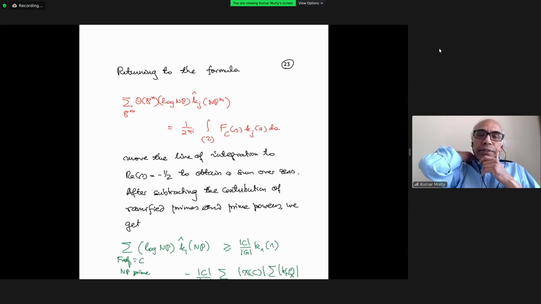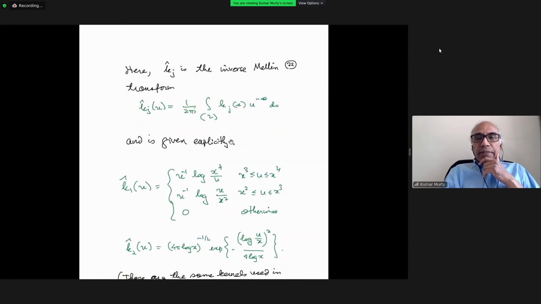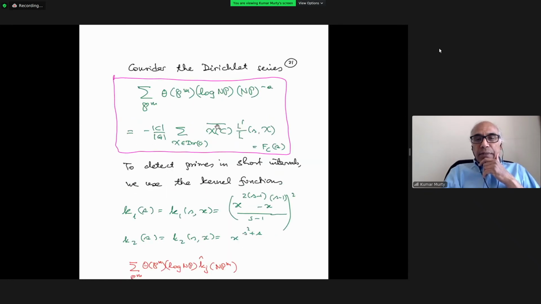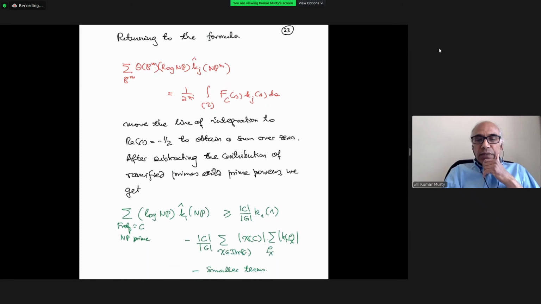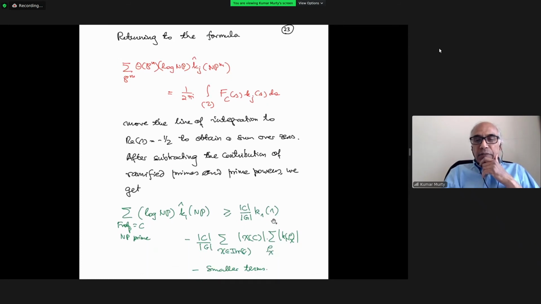So now returning to this formula, we have this contour integral. I mean, this notation means I'm integrating on the line 2, F_C(s) times K(s). Now we'll move the line of integration to the left. Remember, what is F_C(s)? F_C(s) is this linear combination of logarithmic derivatives of L-functions, and in particular, we do have chi equals 1 here as well. So at s equals 1, we're going to pick up a pole, and the pole is going to give you a term like this: C over G K1 of 1.